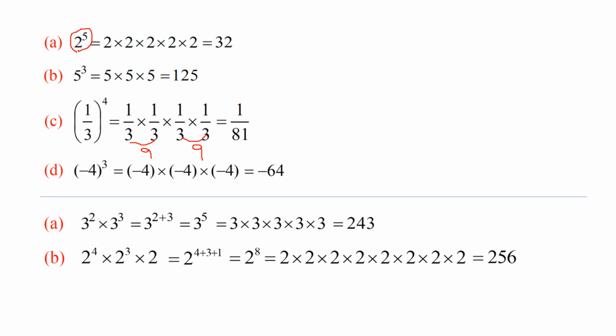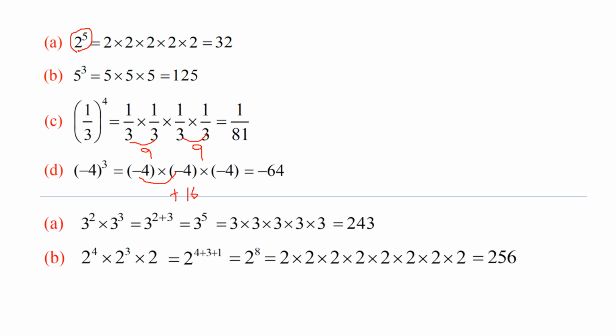And in a similar way, negative 4 power 3 will become negative 4 times negative 4 times negative 4. So first you multiply the signs. Negative times negative will become positive, and positive times negative will give negative. Then you multiply the numbers. 4 times 4 is 16, and 16 times 4 will be 64.